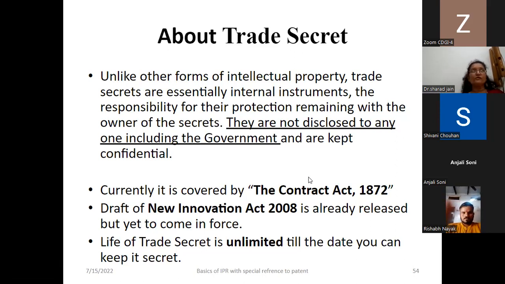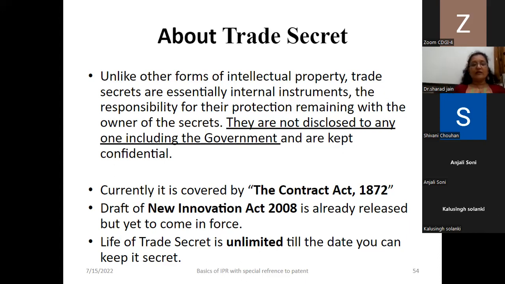Suppose one company has two persons working in it; by mutual understanding, they keep the secret with themselves and do not disclose it to anyone. Currently it is covered by the Contract Act 1872, and then the New Innovation Act came in 2008. The life of a trade secret is unlimited, counted from that date.